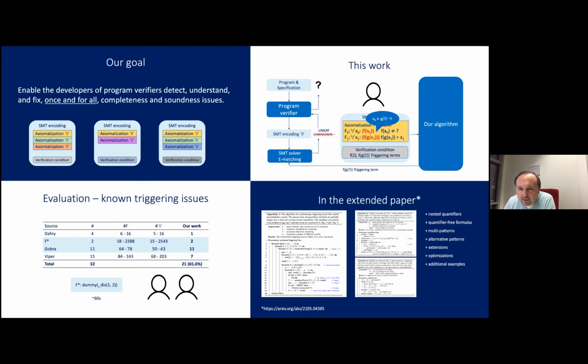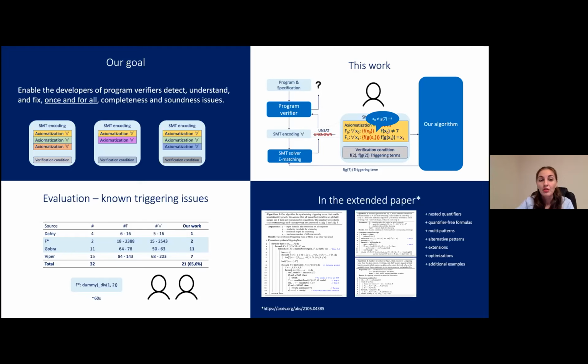Nice talk, Alexandra. Regarding the examples from F*, Gobra, etc., how different are they? Could it be that all SMT encodings are from very similar source programs with similar axioms?